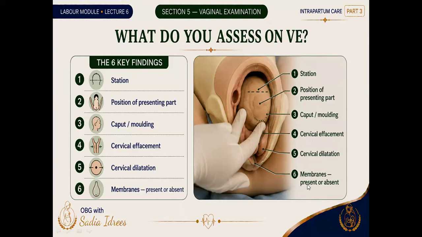So whenever an examiner asks, what will you assess on vaginal examination? Don't stop at dilatation. Think systematically. The station, the position, the caput, the molding, the effacement, the dilatation, and the membranes. That gives you a much more complete assessment of labor.